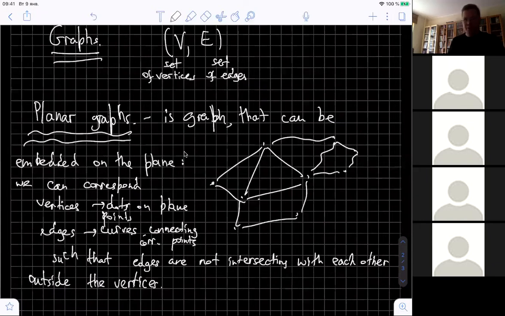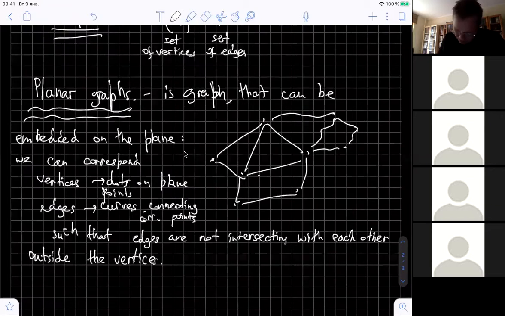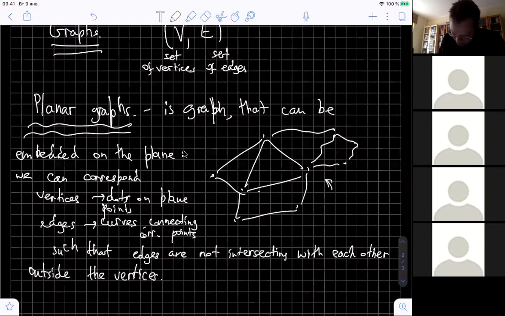So, for example, here is a picture of a planar graph, and we can call the embedded graph, or the plane graph, just this picture of the graph on the plane. So the image is called the plane graph or the embedded graph.